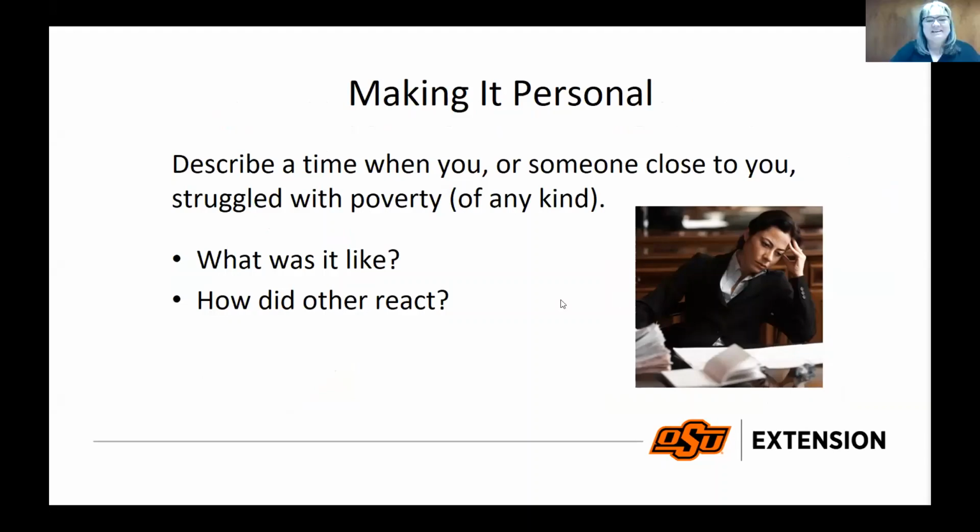So this is one of our activities of making it personal. We like to hand out an index card to everyone and ask you to share a time when you or someone close to you has struggled with poverty of any kind. But because we're virtual, we can't hand out the cards. So as I read through some stories that were shared with us, I'd like to ask you to just try to listen for some similarities and some differences in these stories.